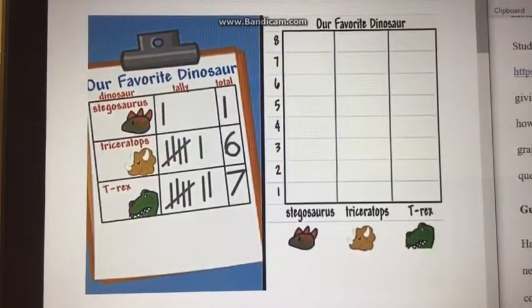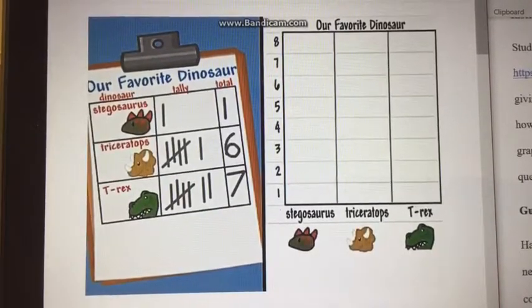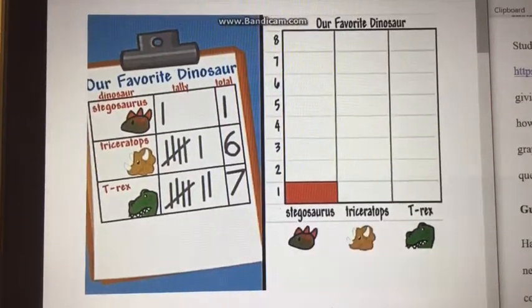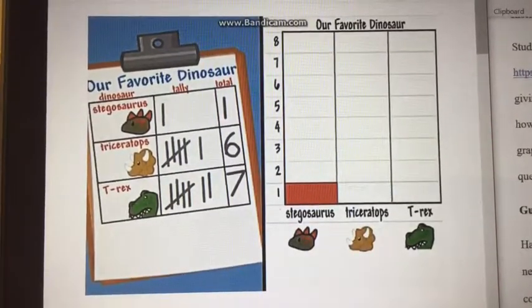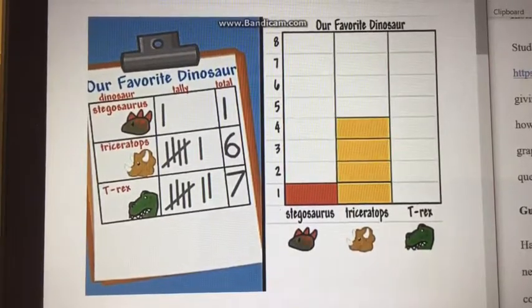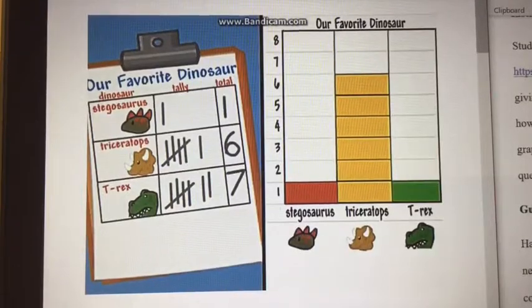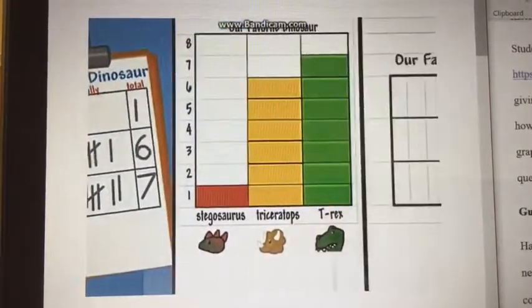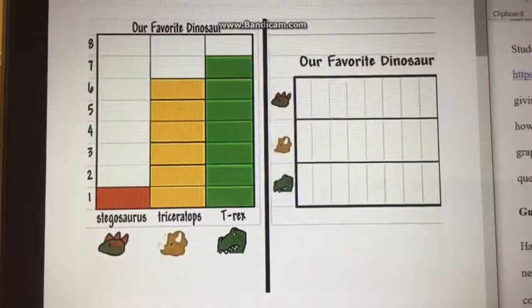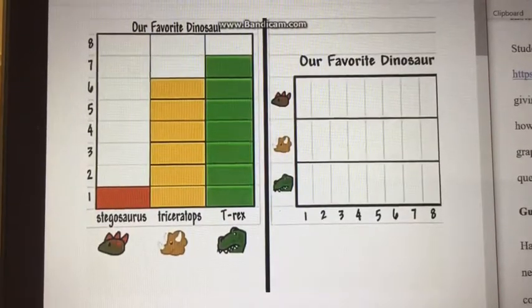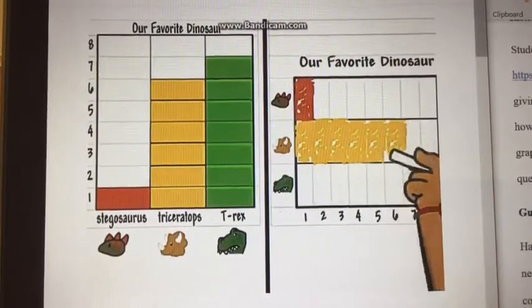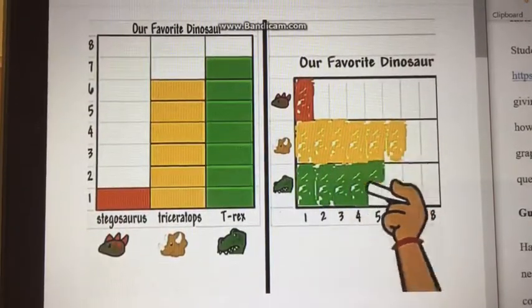Let's see. One student liked the Stegosaurus the best, so I fill in 1 square. 6 people voted for the Triceratops, so I color in 6 squares. 7 people said the T-Rex was their favorite dinosaur. You can also put the categories on the left and the numbers on the bottom. You can display the same information in a different way so you can understand it better.